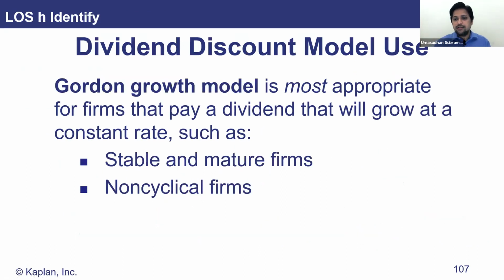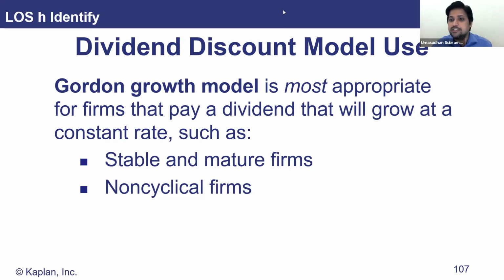So now again, slide 107, we are trying to see when can you use dividend discount model in practice. In practice, we use dividend discount model for stable and mature firms who pay stable dividends. We cannot use dividend discount model for cyclical firms. What are cyclical firms? Their cash flows are cyclical. They are volatile in line with the trade cycle.